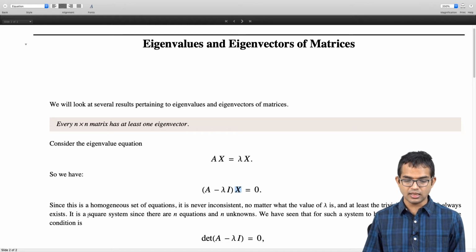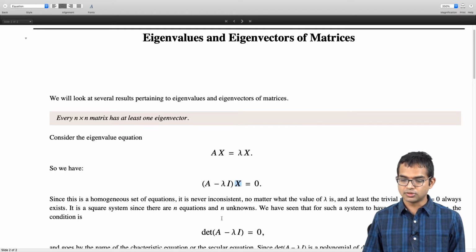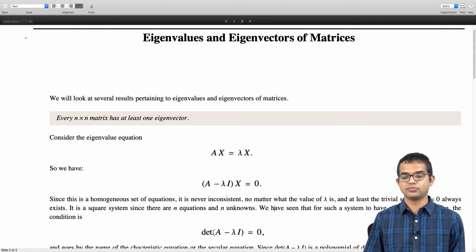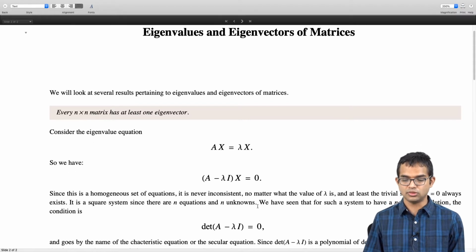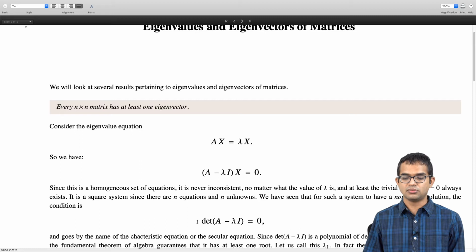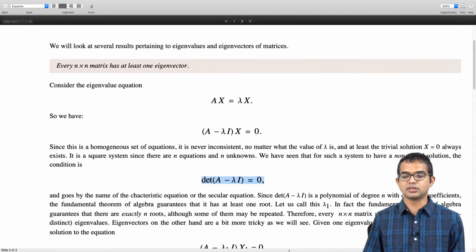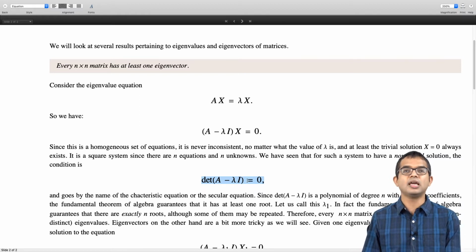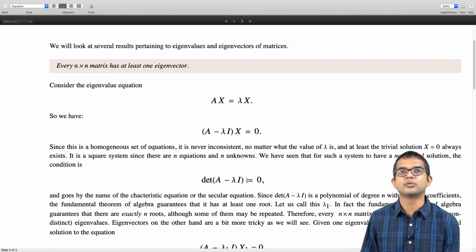So it is a square system, and that means it has n equations and n unknowns. So for this to have a non-trivial solution, we must demand the determinant of A minus lambda I equal to 0, right? And this is what is called the characteristic equation corresponding to this matrix. And now this is a polynomial. Determinant of A minus lambda I is a polynomial of degree n. This comes from the property of determinants.